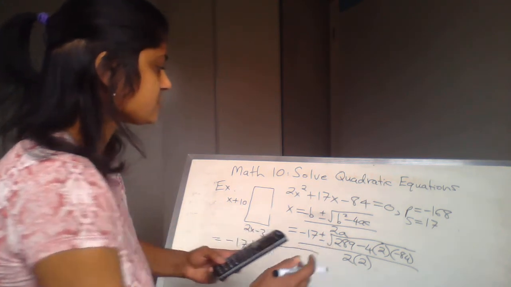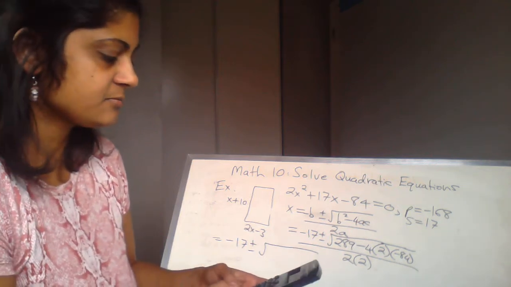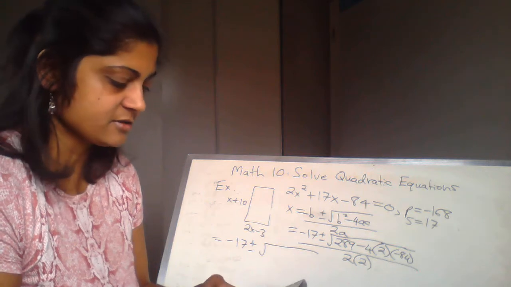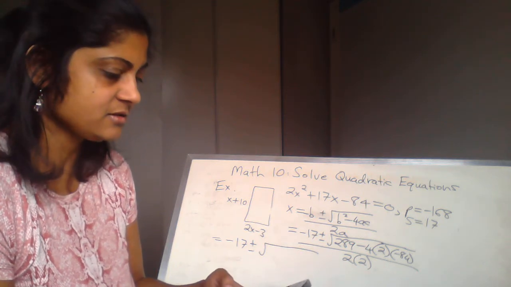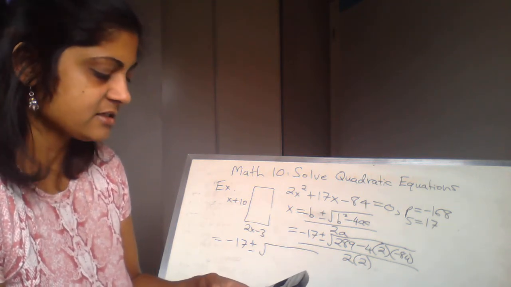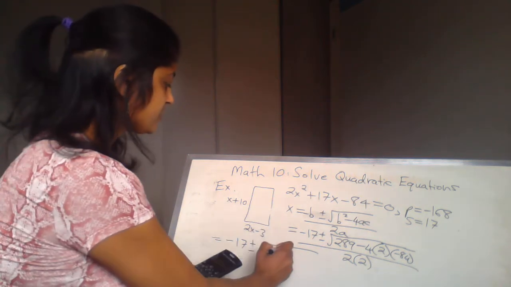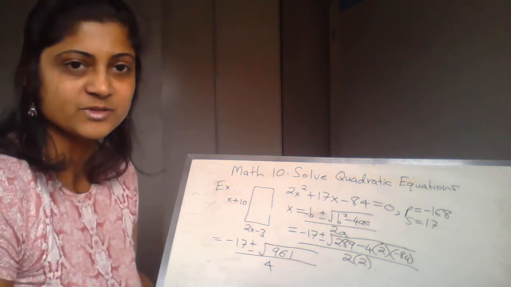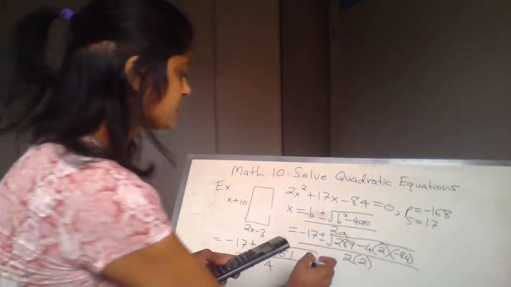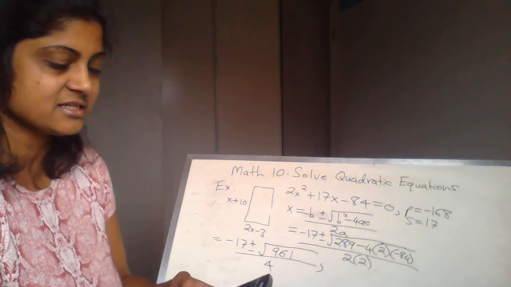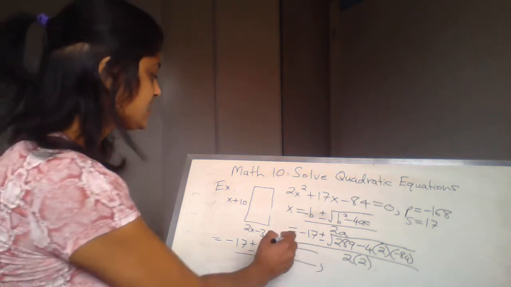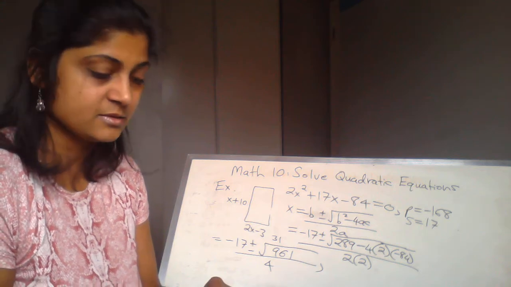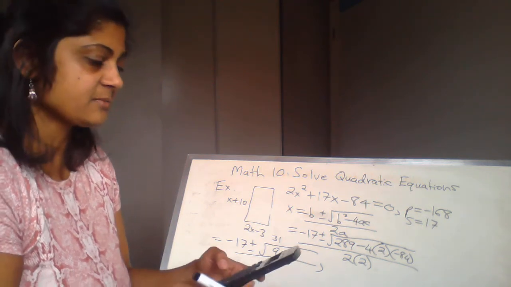Okay, so we're going to do 289. And right here, you see that there are actually 2 negative signs underneath the brackets, okay? So we're going to add these numbers together. We are getting 961 over 4, okay? And I'm just going to write out the 2 values for x that we're getting here. So 961, the square root is 31. So -17 plus 31 divided by 4.